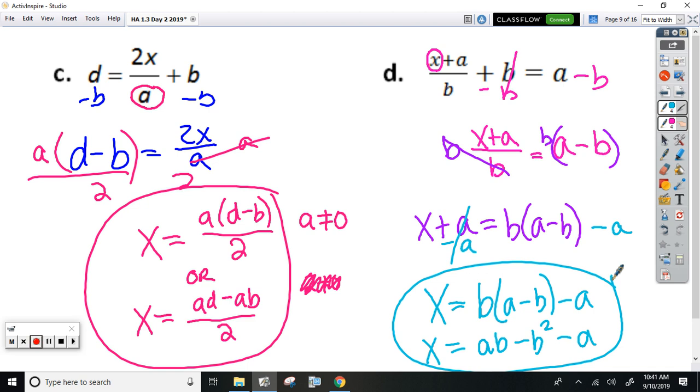Restrictions. We have none on the final answer. Do we have any on the original, Olivia? B can't be 0. B cannot be 0. B could be any number, just can't be 0.